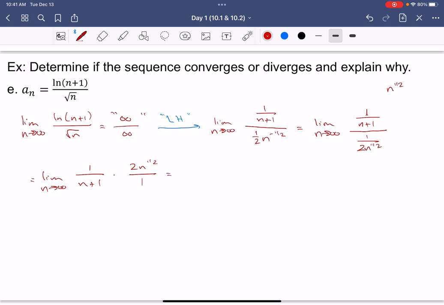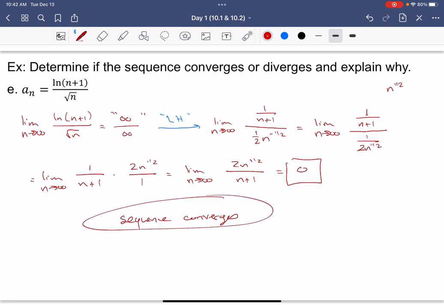Now, if you were to put these together, and we're almost done with this problem, your new fraction now becomes 2n to the 1/2 divided by n plus 1. And now back to your shortcut rules. Since the power on the bottom is bigger than the power on top, I know that this limit will go to 0. That is an answer that we can get. That's fine. That means that your sequence converges.